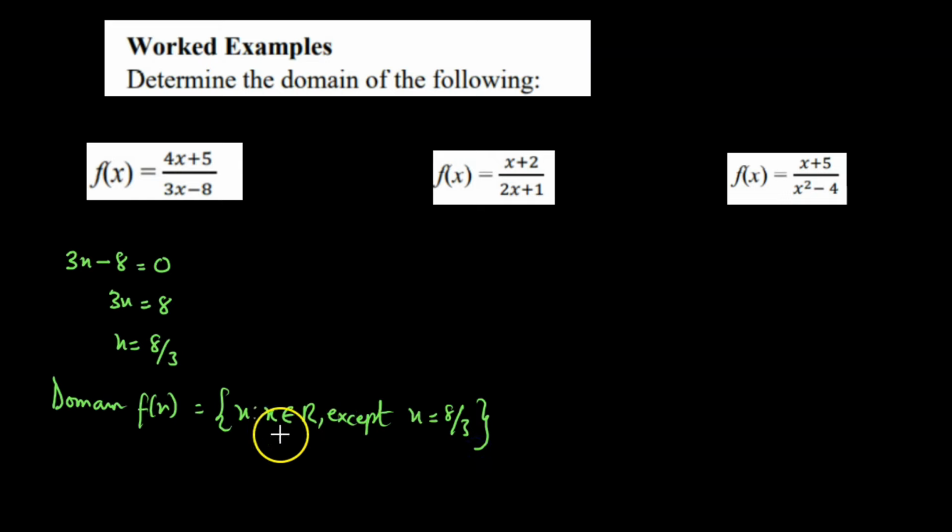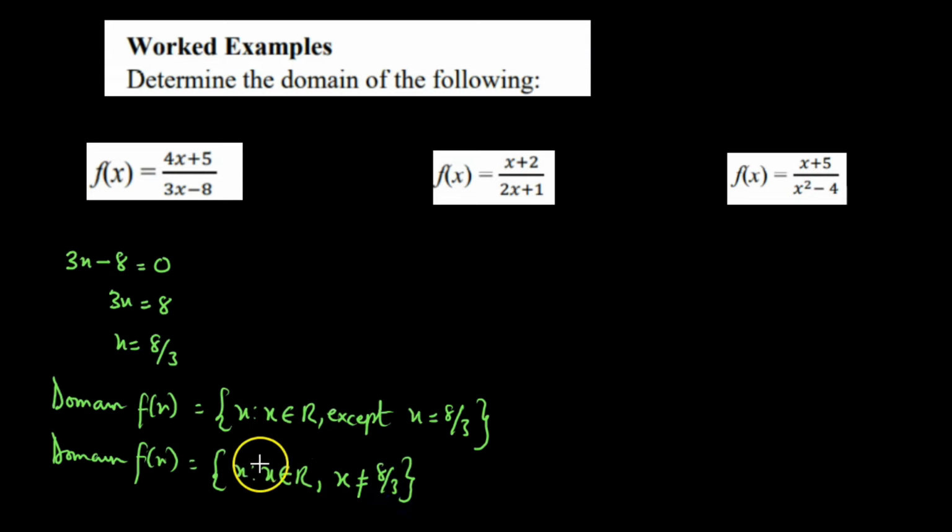You can write it as this, or you can also state it as: the domain of f of x is equal to x such that x is a member of R, which is the real number system, but x must not be equal to 8 on 3. So that is another way you could have stated the domain of the function. When you bring except, then it means you use x equal to 8 on 3. But when you don't bring except and you take it as but, x must not be equal to 8 on 3, it still makes the domain true.